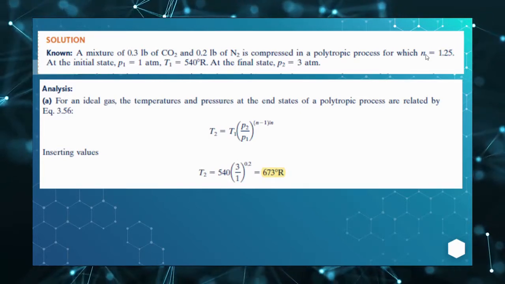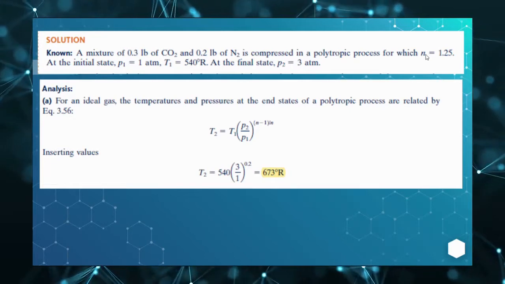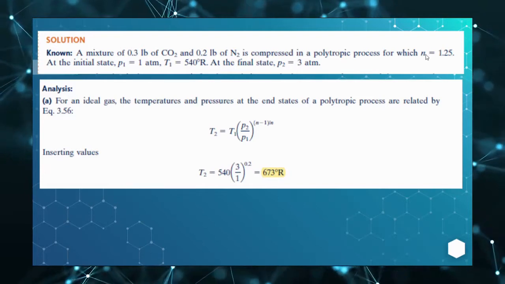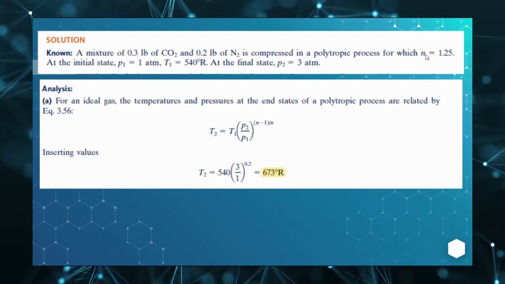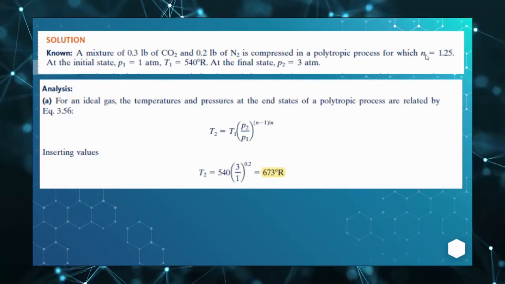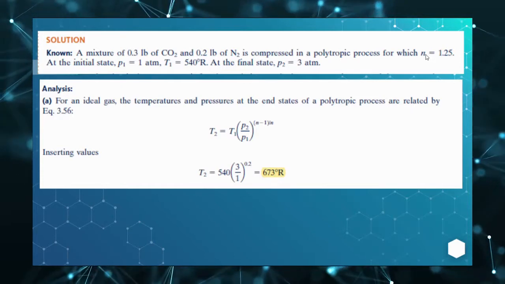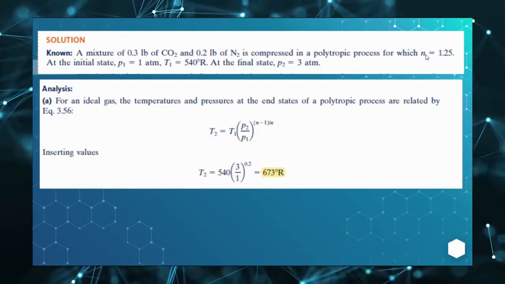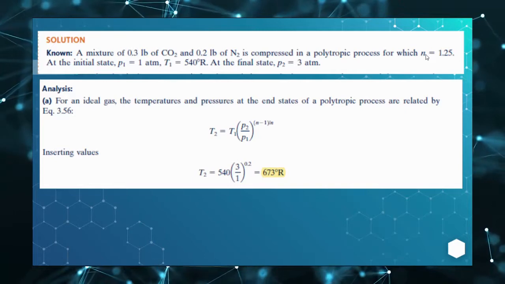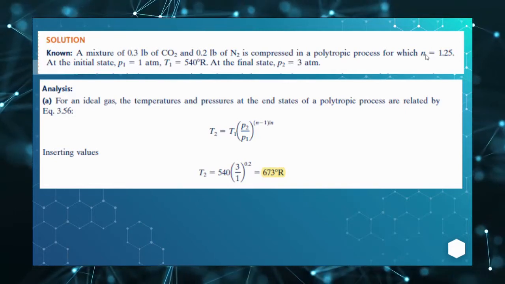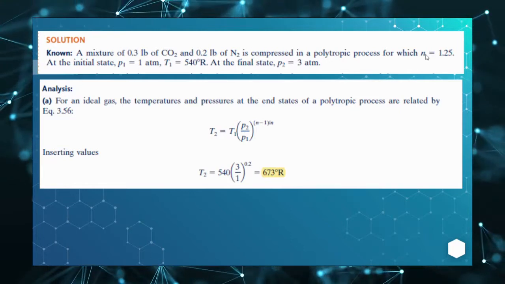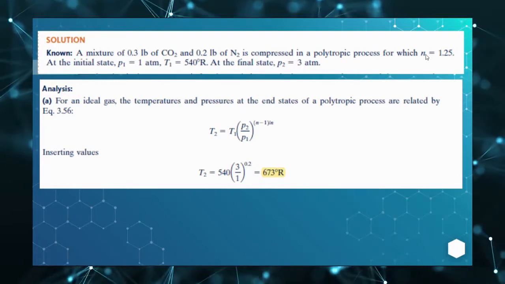With the analysis for an ideal gas, the temperature and pressure at the end state of a polytropic process are related by this equation: T2, which is the final temperature, is equal to the initial temperature times the final pressure over the initial pressure raised to the exponent of (n minus 1) over n, where n is the polytropic exponent. Inserting the values, T2 is equal to 540, the initial temperature, times 3 over 1 atmospheric pressure raised to the exponent of 0.2. Therefore, we can conclude that the final temperature is equal to 673 degrees Rankine.